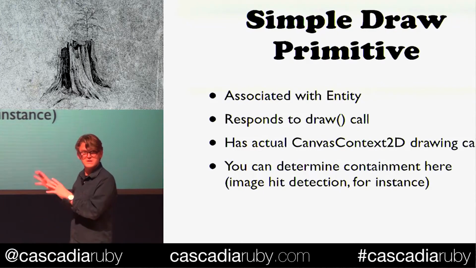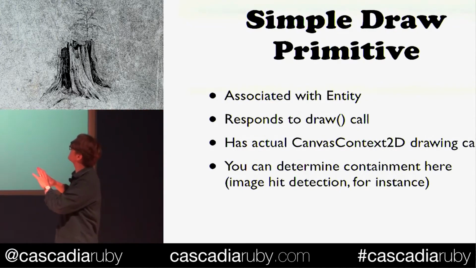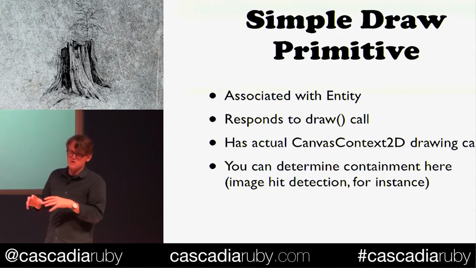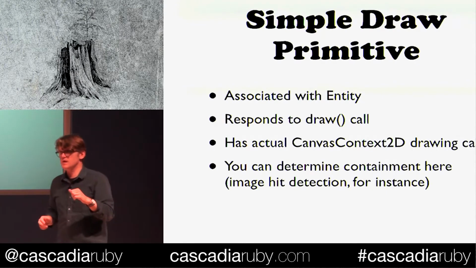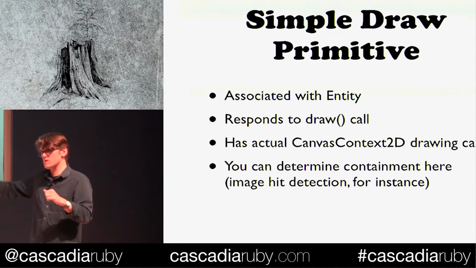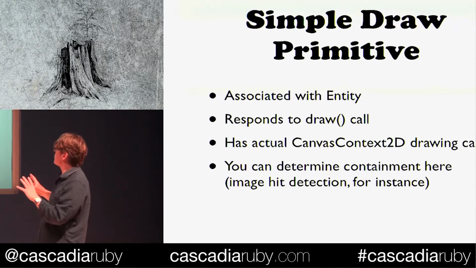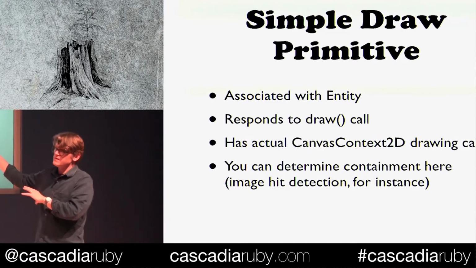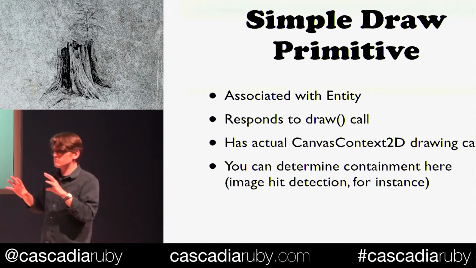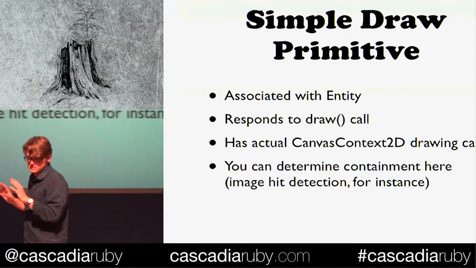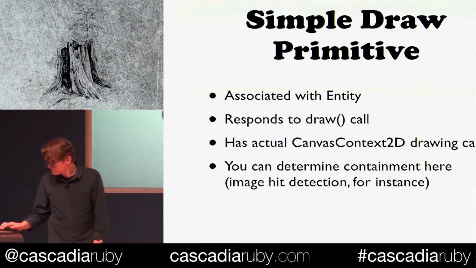So if you want the thing to look like a circle, you make this rect in its draw call. It'll take that canvas context, make the arc call, draw the circle, and that's all it cares about. The entity knows where to put it and those types of things, but this just handles most of the drawing stuff.